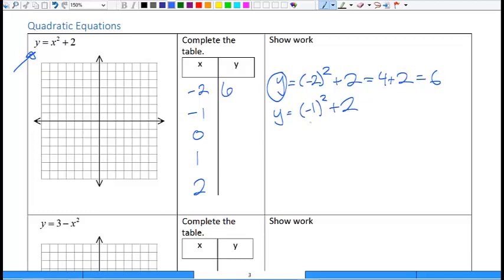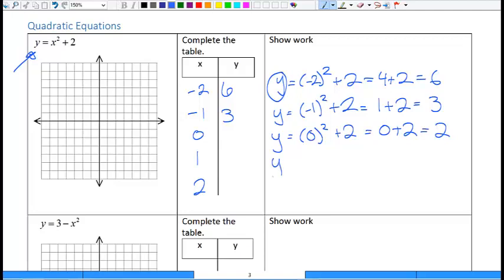So my next one, y equals x squared plus 2, where x is negative 1. Negative 1 squared is 1. 1 plus 2 is 3. Let's keep going. Y is equal to 0 squared plus 2. That's 0 plus 2 equals 2. Y is equal to 1 squared plus 2, which is 1 plus 2, or 3.